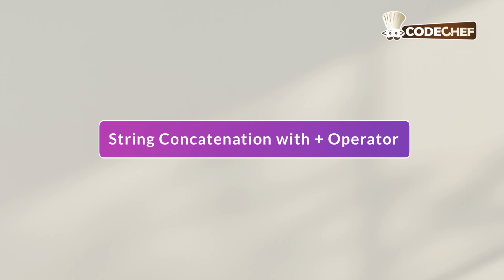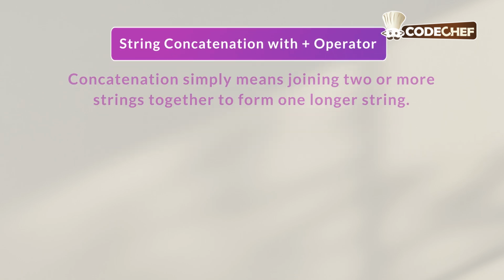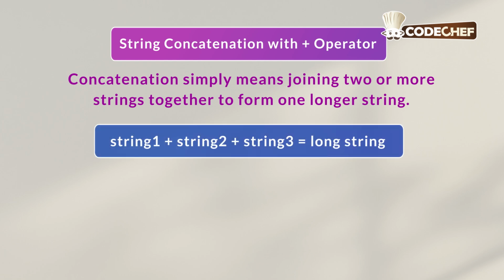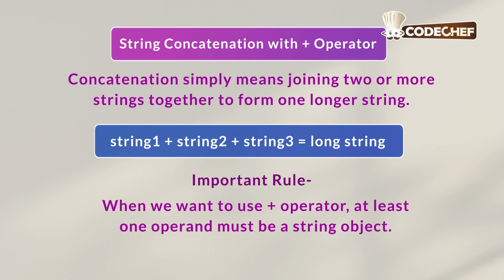String concatenation with the plus operator. Concatenation simply means joining two or more strings together to form one longer string. And the easiest way to do it in C++ is by using the plus operator. There is an important rule that we have to follow while performing string concatenation: when we want to use the plus operator, at least one operand must be a string object. Let us go to the CodeChef platform and see an example of string concatenation in C++.